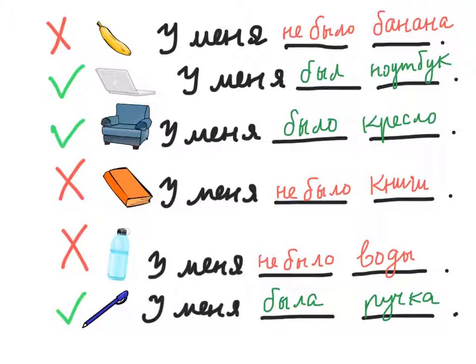У меня не было книги. У меня не было воды. Both of these are in genitive because they're lacking. And whenever it's lacking in the past, we use не было. У меня была ручка. Here we use the feminine form of the verb because of the gender of ручка.